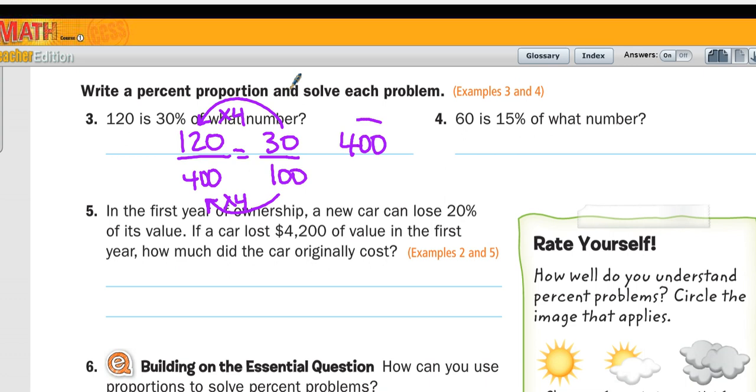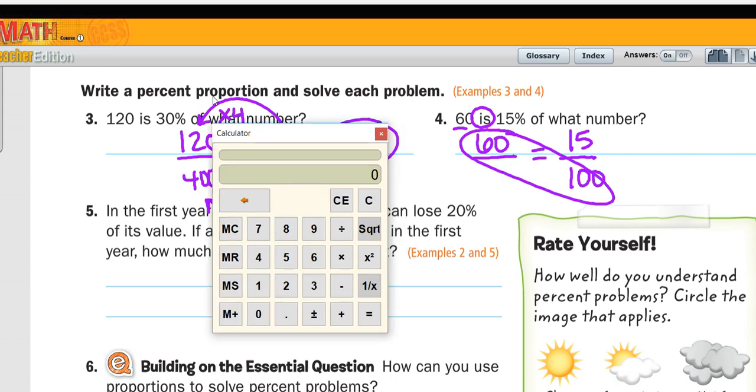Number 4, 60 is 15% out of 100 is equal to 60 is, so that's the part. I could look at the relationship by multiplying by 4, or you could multiply your cross products. So I could take 60 times 100, which gives you 6,000, and then divide by that remaining 15, which would also give me 400 for number 4.